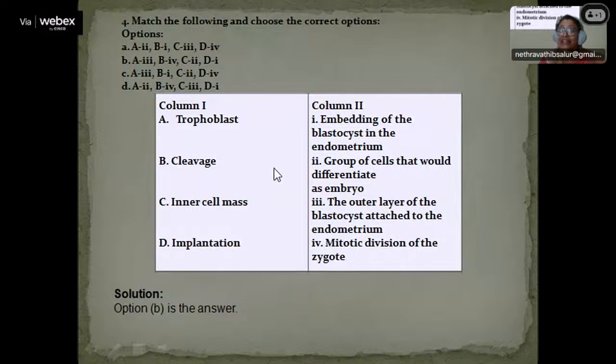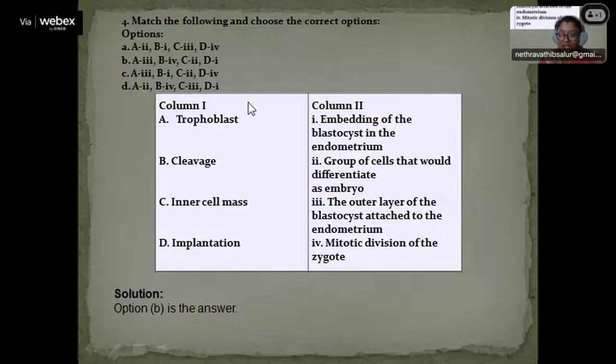So let us see. Inner cell mass. Which is the inner cell mass? I already told, embryoblast. So group of cells that would differentiate as embryo. So C2. Correct? C2. Then implantation. Embedding of the blastocyst in the endometrium. So the option is B. So this is how you are going to be solving the MCQ questions for both CET and NEET.